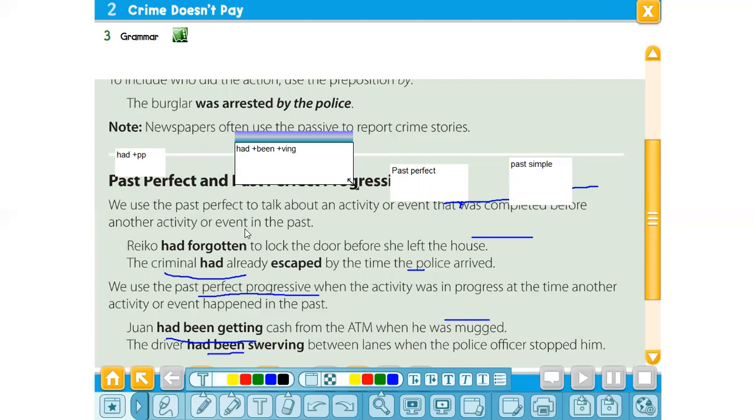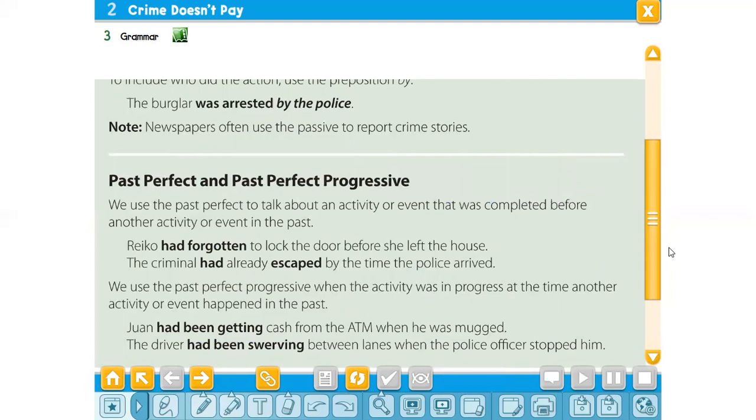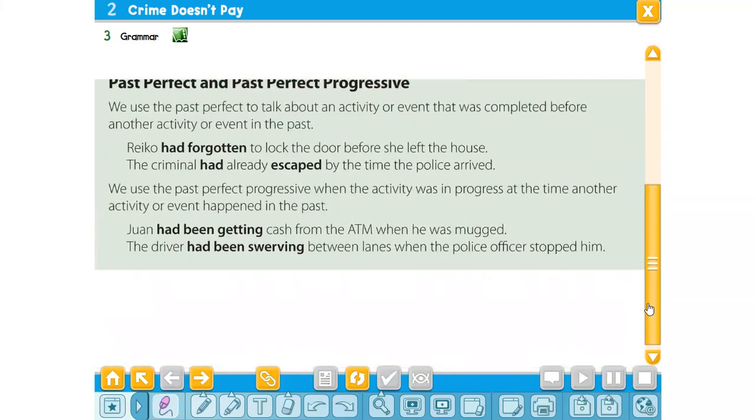Clear now? Any question? Okay. We will clean the board now. And we will answer the exercise.